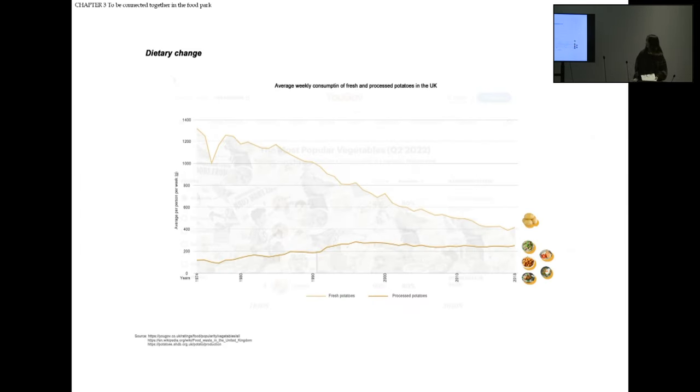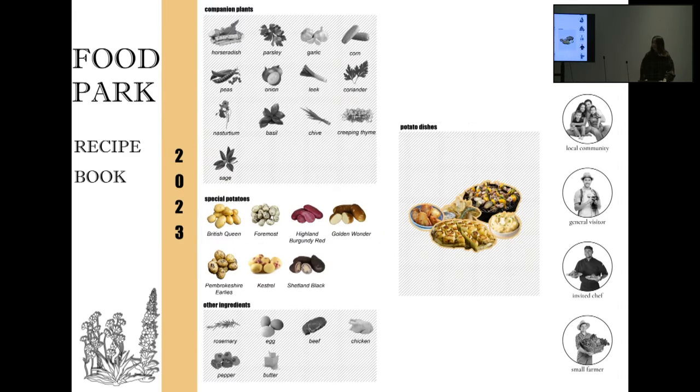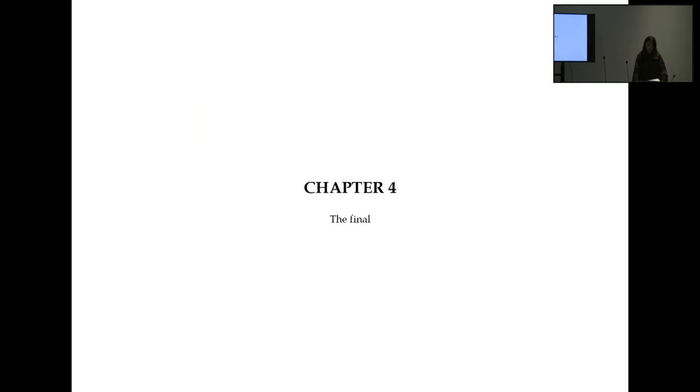And as I mentioned before, processed potatoes are taking the place of fresh potatoes, and that is a distortion of food culture by the companies. So the role of the food park is to connect the farm to the table and enrich the community's table with companion plants and those potatoes, and also inspire young people to take an interest in farming, and then feed the small farmers and also shape a unique and living Pembrokeshire food culture.